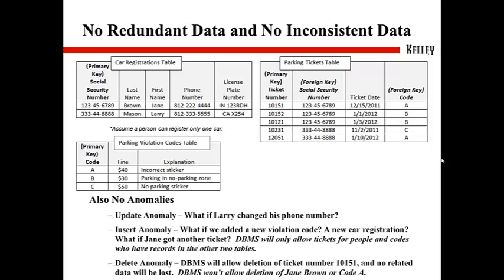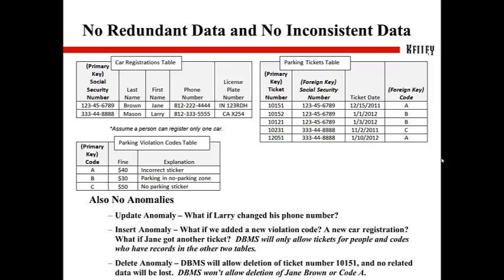If nobody got parking tickets, the only data that would reside in this database would be in these 2 tables. As soon as somebody gets a parking ticket, we insert a record into the parking tickets table. The primary key for this table is the parking ticket number, and you can see that there are 2 foreign keys, one for the Social Security number and one for the violation code, which allows us to create a relationship to the other 2 tables.